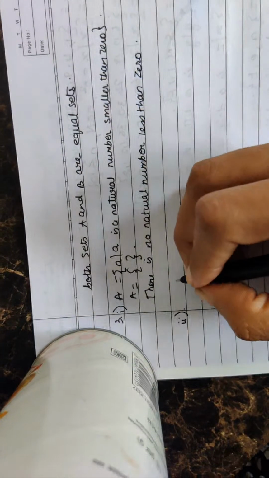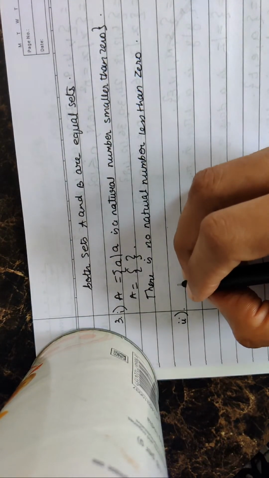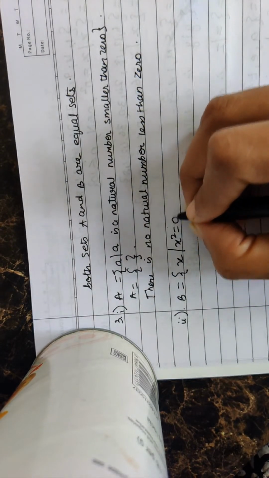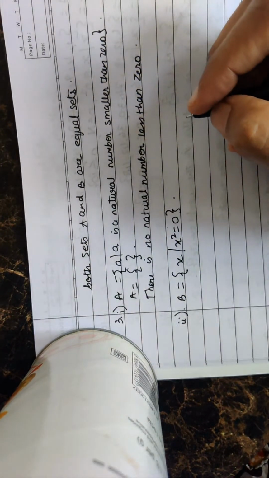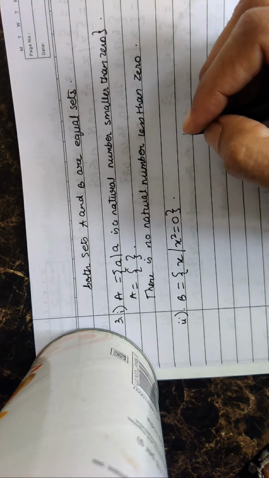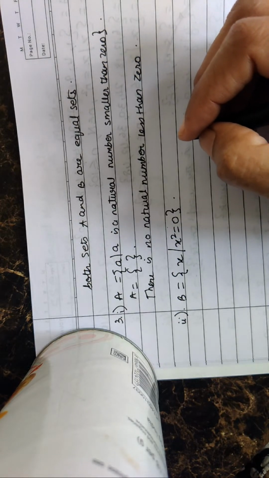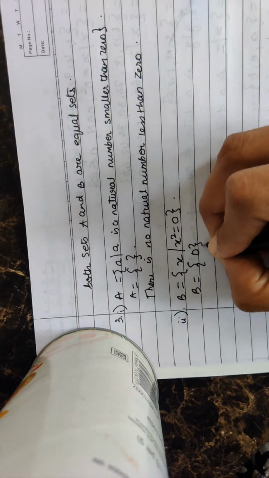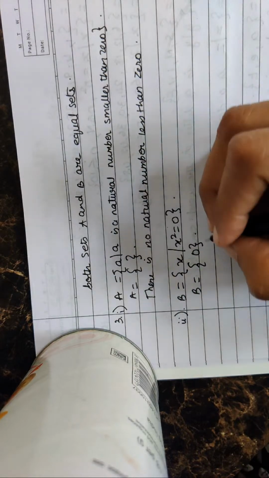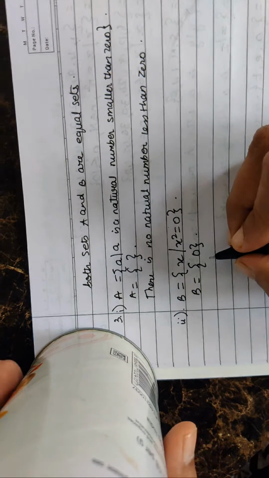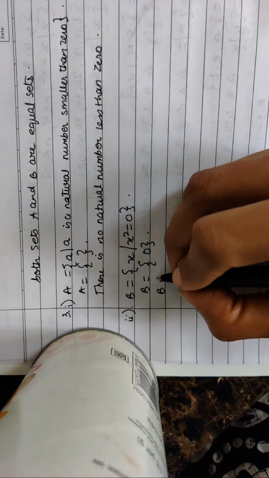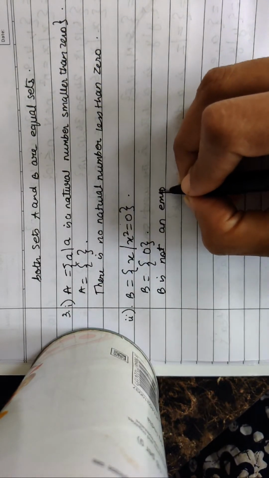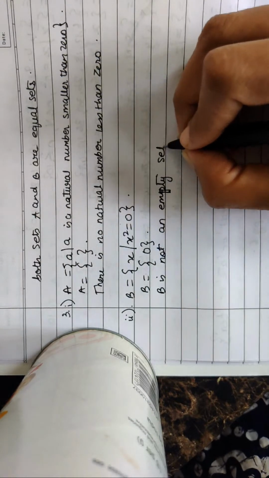Okay, now second one. Second, it says B is equal to x such that x square is equal to 0. Okay, now the square of 0 is 0 only. Yes, so we can say that B has an element 0 in it. So one element is present, therefore B is not an empty set.